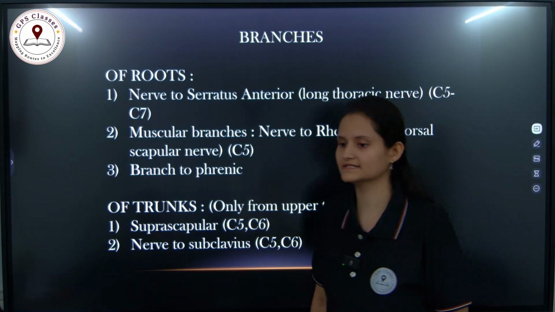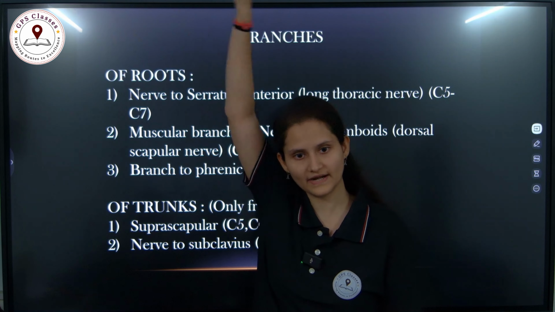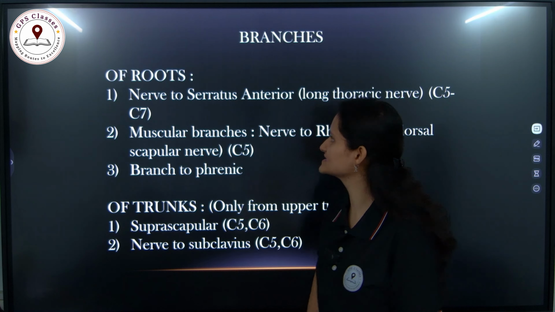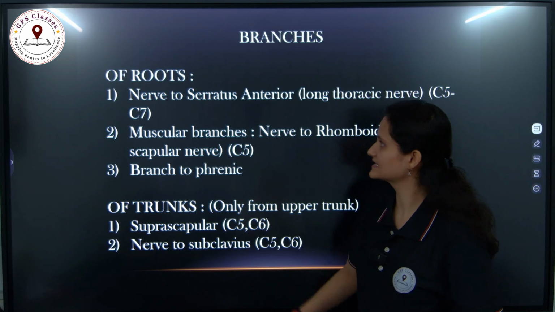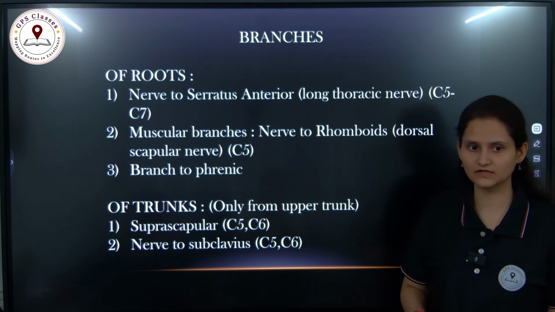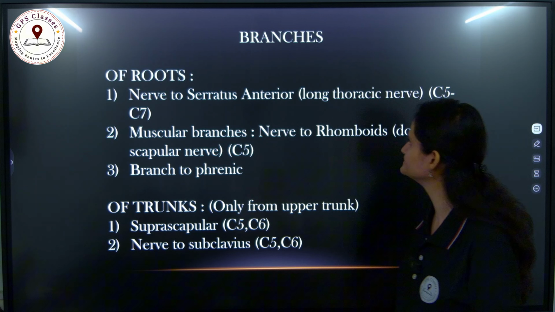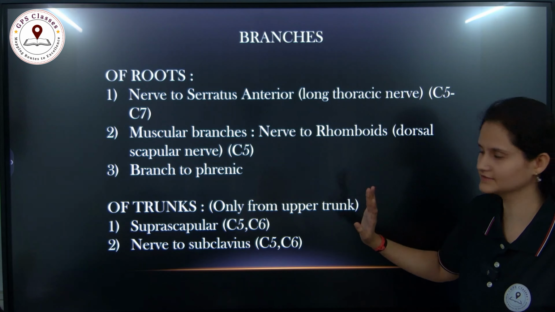Serratus anterior is a muscle which helps us in overhead abduction. This will be required in clinical anatomy. Now, serratus anterior nerve is also called nerve of Bell, also called long thoracic nerve.